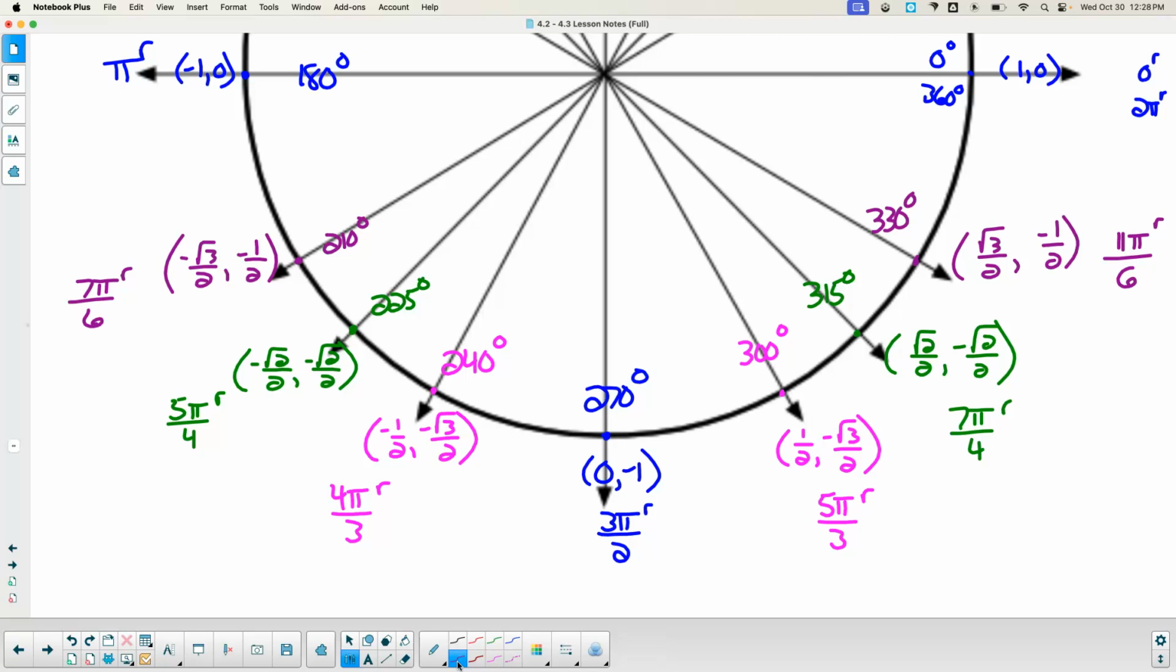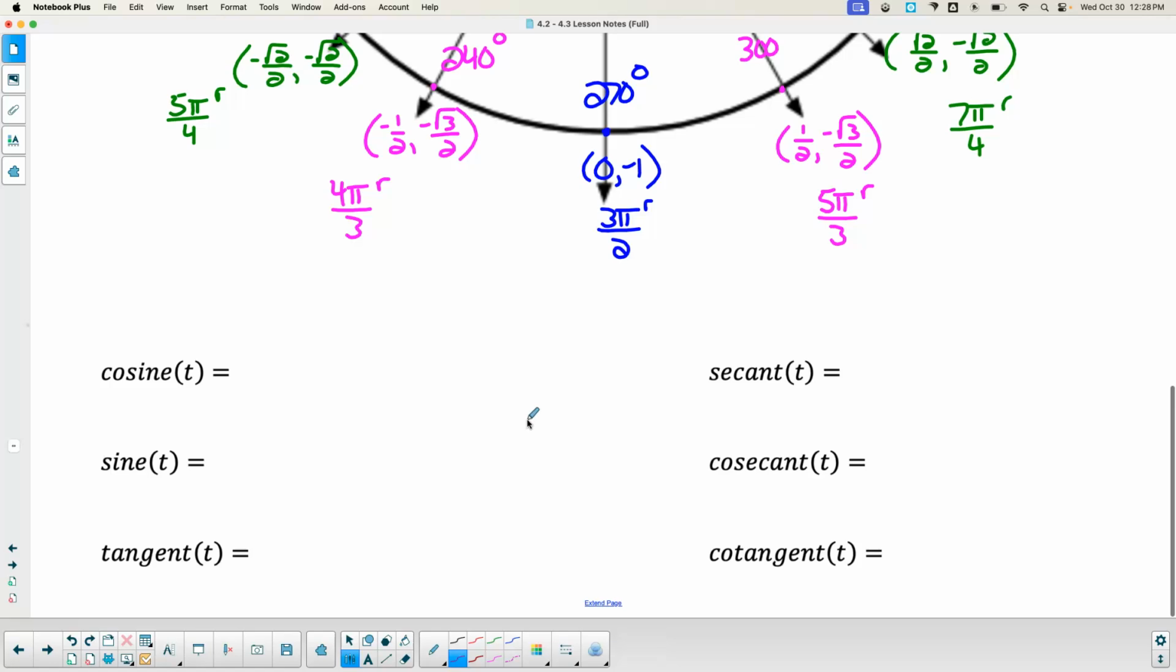Again, all of that plus the six relationships that we learned yesterday of cosine, secant, sine, cosecant, tangent, cotangent. Everything needs a co, remember. All need to be memorized by next Wednesday. Cosine off of the unit circle is the what? The x values, yes. Sine is the y value. Tangent is the y over x value.